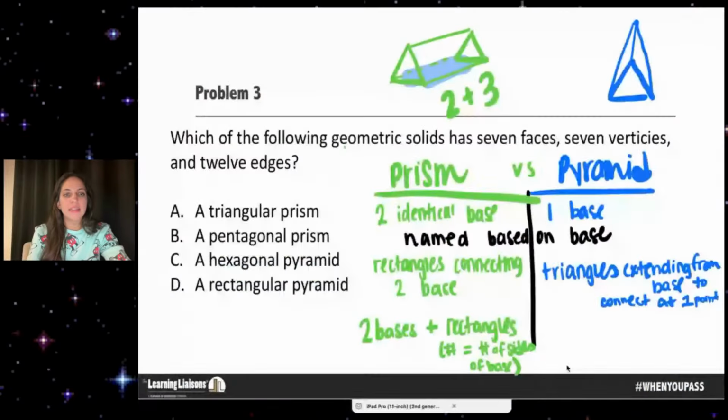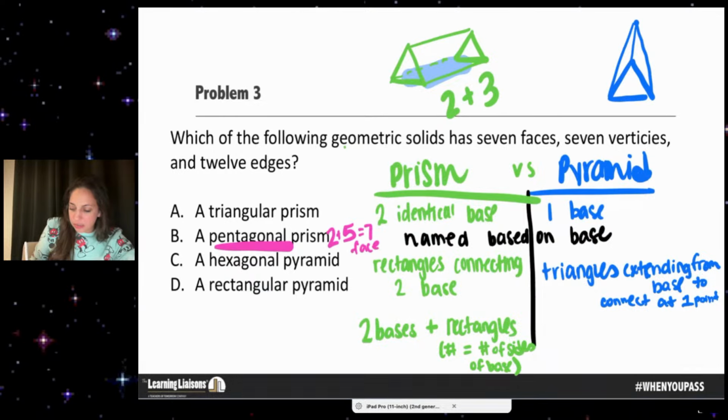And so if you're trying to quickly figure out how many faces a prism is going to have, the easiest way to do that is to just do that very simple math problem where you always have two bases and then you just add the number of sides of your base. So a pentagonal prism is going to have two bases plus 5 because a pentagon has 5 sides. So it's going to have 7 faces.